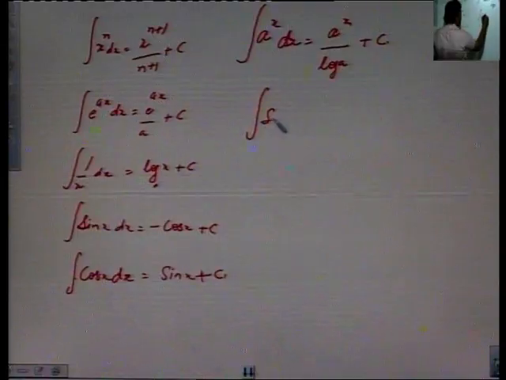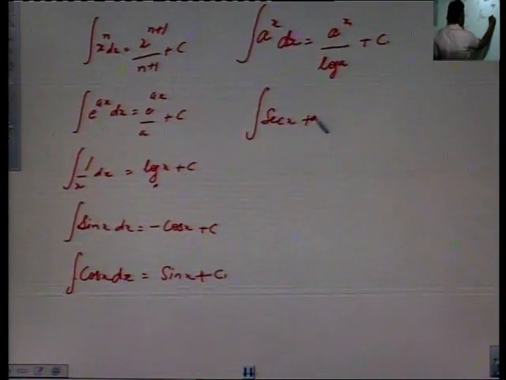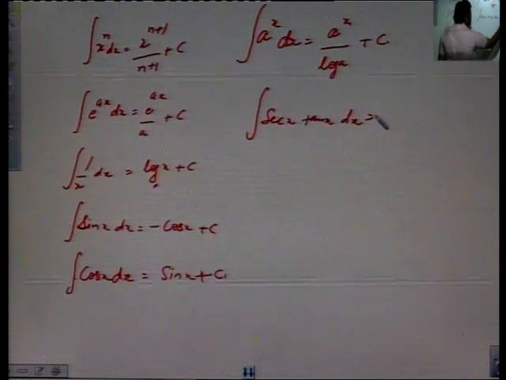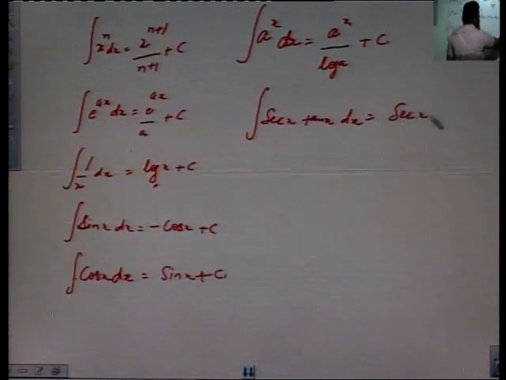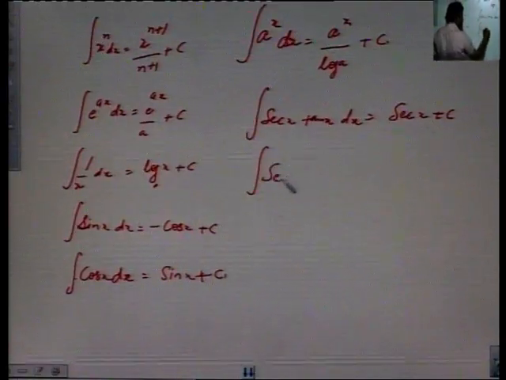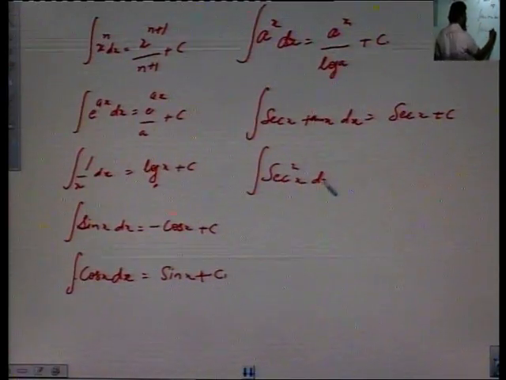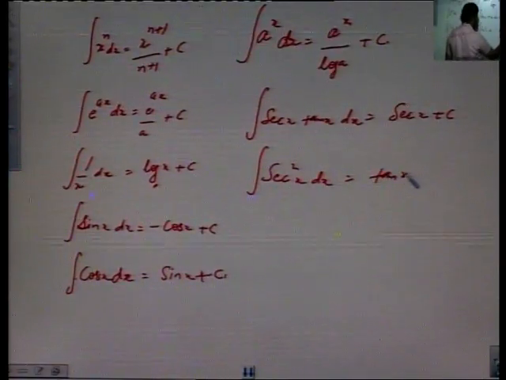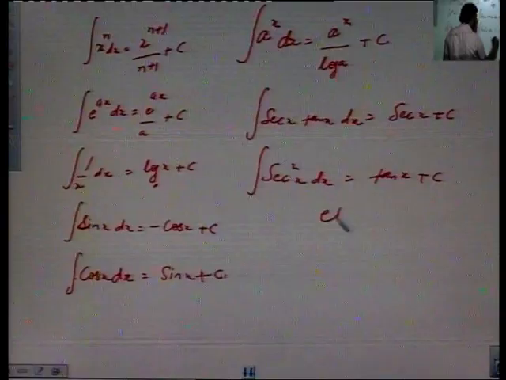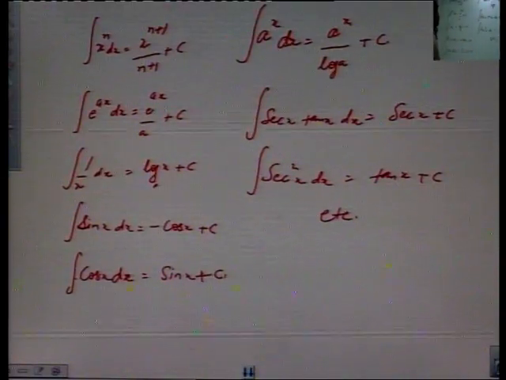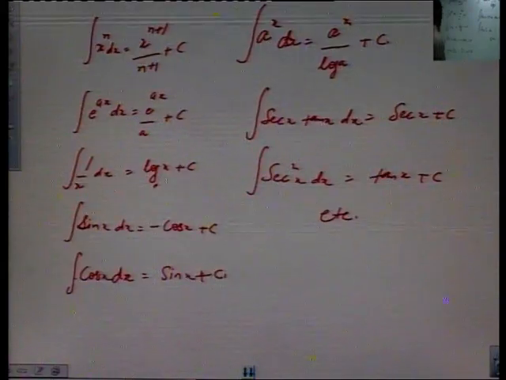Integral of secant x into tan x dx is secant x plus c. Integration of secant square x dx is tan x plus c, etc. All these formulas are basic formulas which you have used earlier.